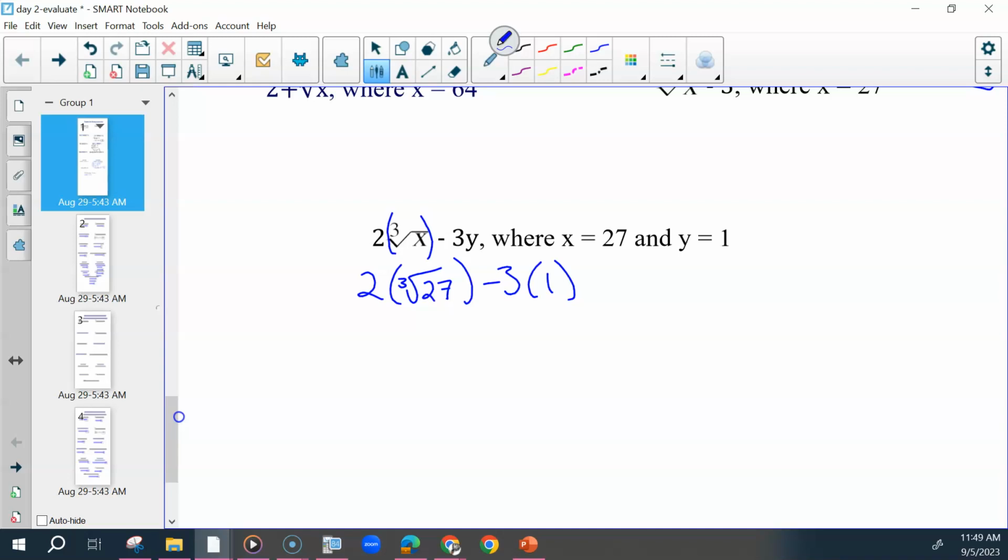Order of operations, what are we doing first? The parentheses. The cube root. So we can do this, but also eventually we're going to have to subtract it, so we can multiply this at the same time. So find the cube root of 27.